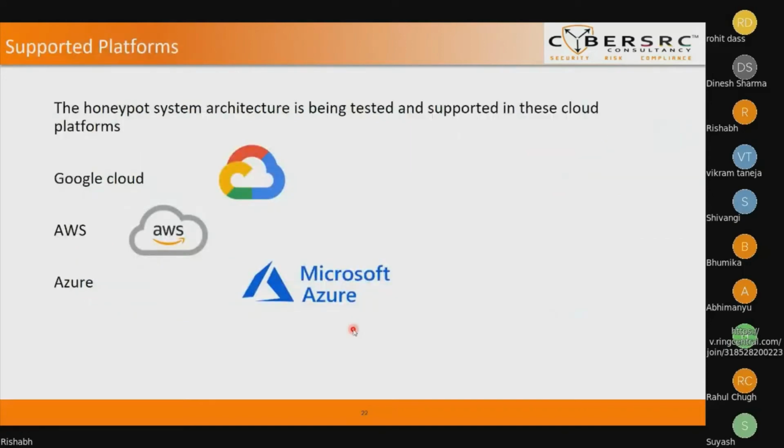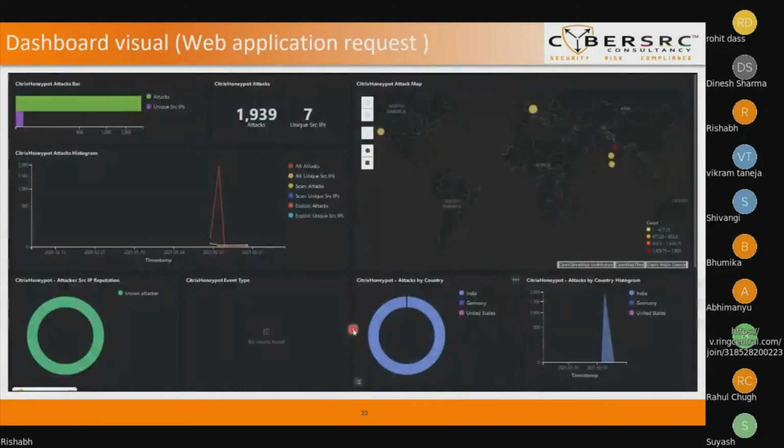So with all of these things, let me present you our supported platforms. Currently, our system is being tested and supported in major cloud environments like Google Cloud, AWS, and Azure. And we have also tested on on-premise systems with many configurations in a Linux environment.